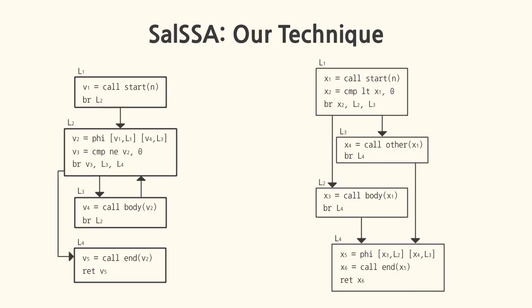Let's see how SalSSA works in this small example. We'll focus on the code generation. For that, let's assume we have the sequence alignment shown here.